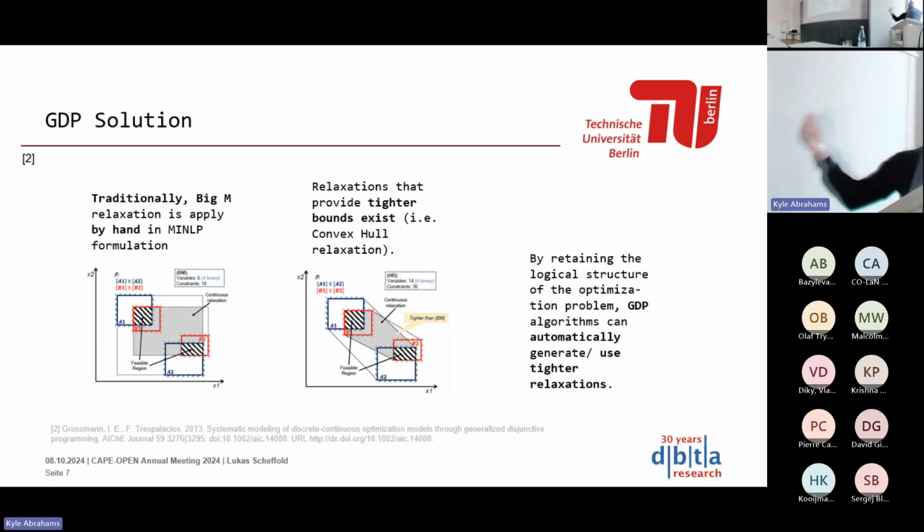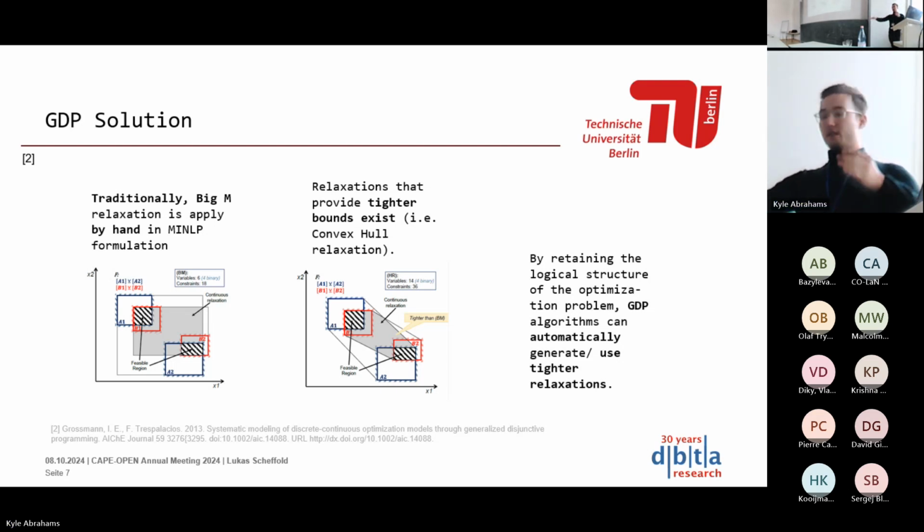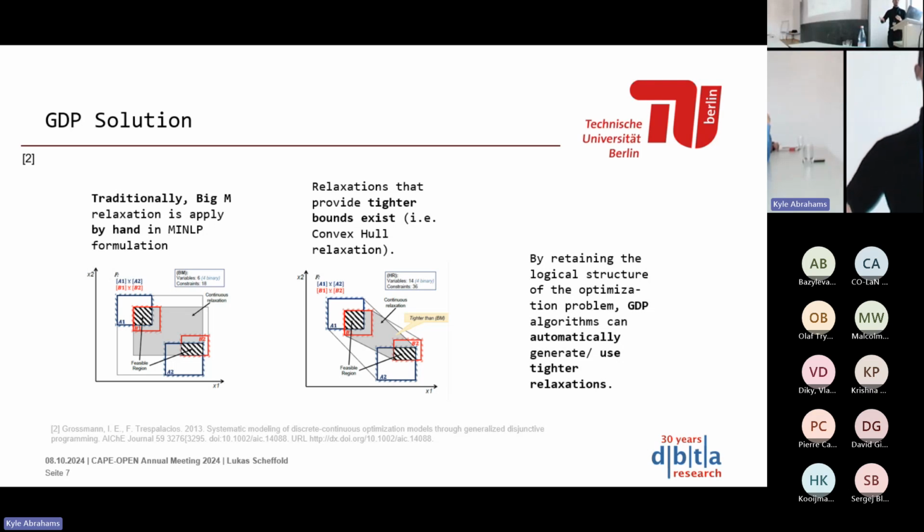But one more thing, which was also shown in the past, is that you can use this logical structure now to build dedicated algorithms. You can now use the logical structure to derive, for example, so-called logic-based branch and bound algorithms, which take advantage of the logic structure and push the relaxation to a later stage in the algorithm.